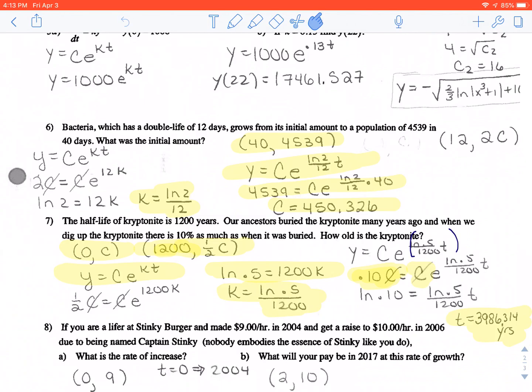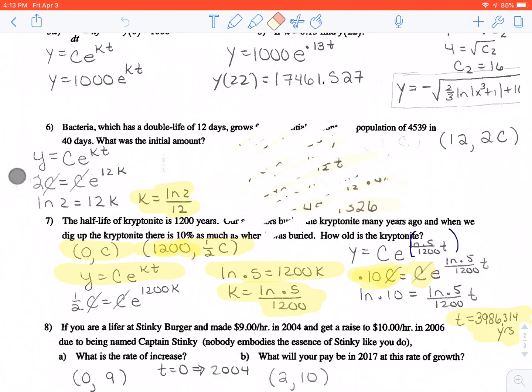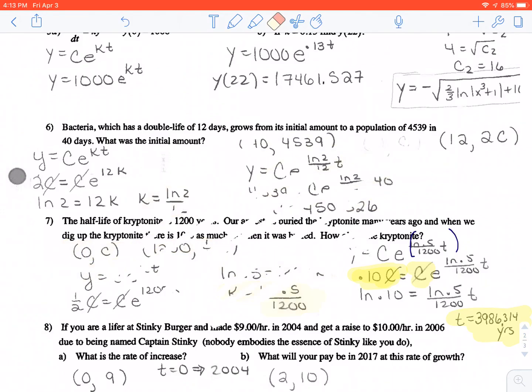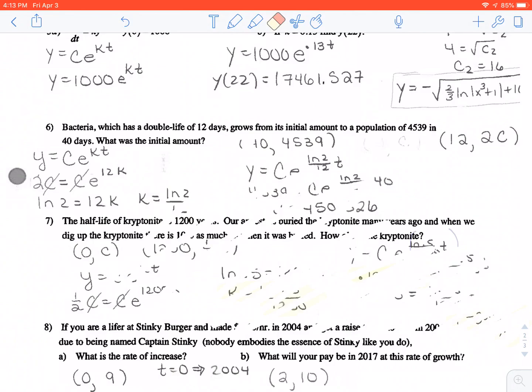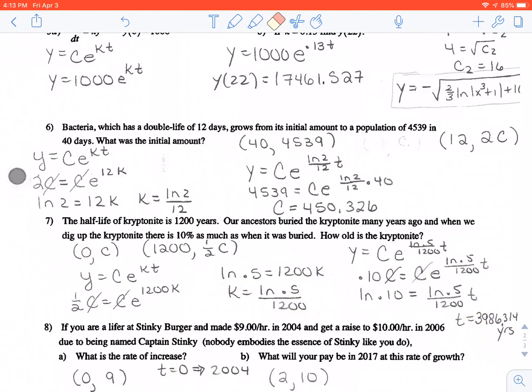Okay, this one, an application problem, it gives us that the bacteria has a double life. So normally you hear of half-life. A double life just means the time it takes for the amount of bacteria to double from its initial amount to a population of 4,539 in 40 days. Okay, so immediately I know in 40 days the population is 4,539. Now I don't know the original amount, but if I call the original amount C, double C would be 2C, and that occurs at 12 days.